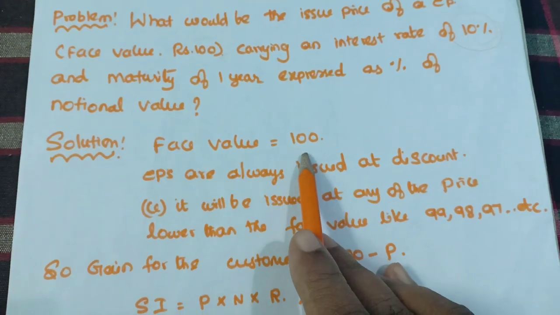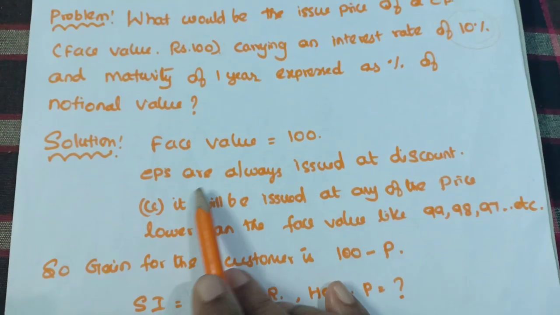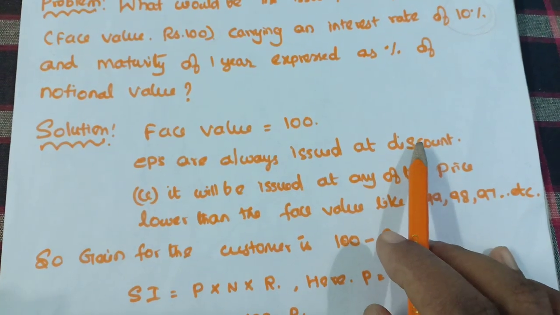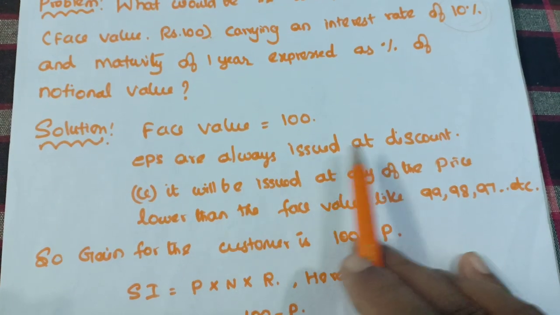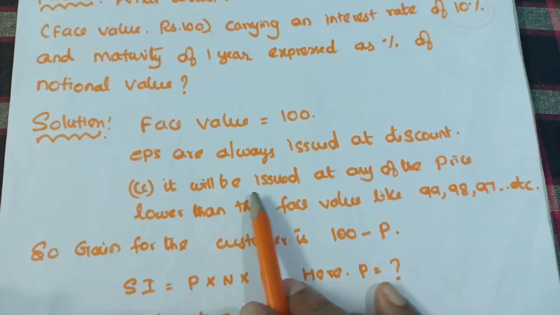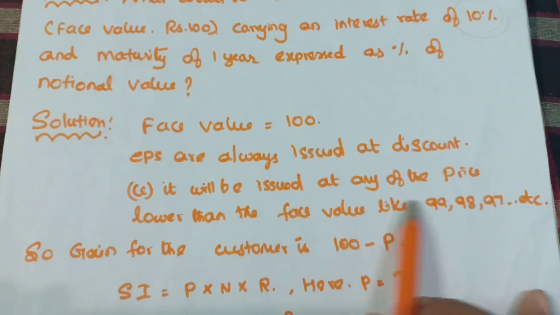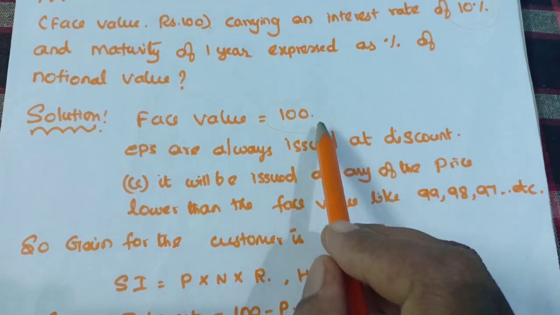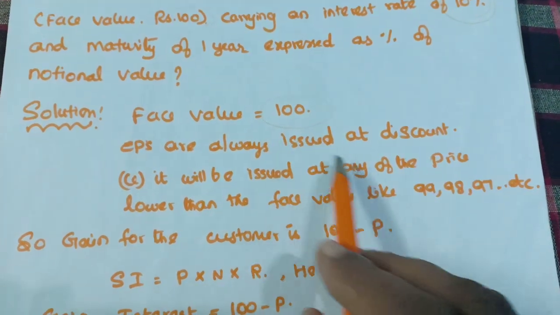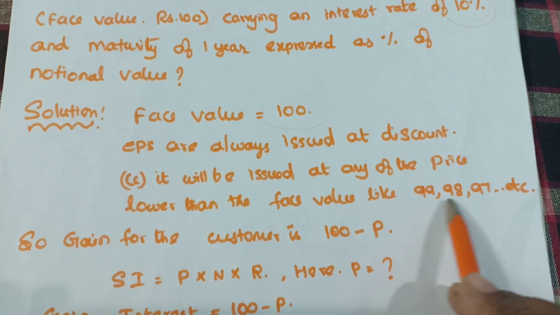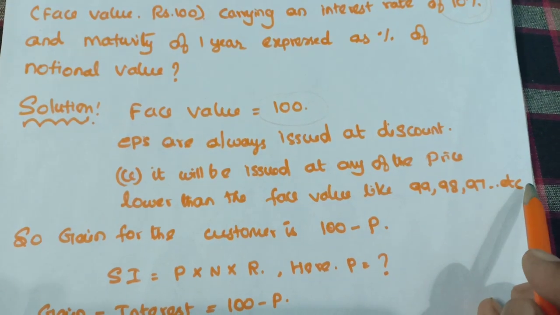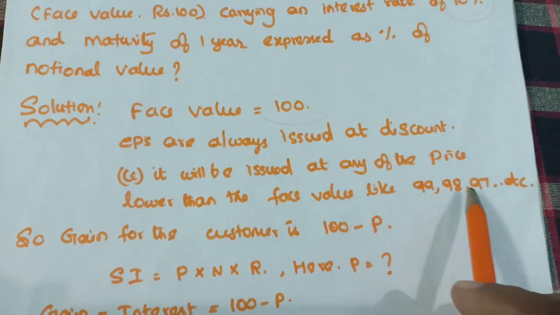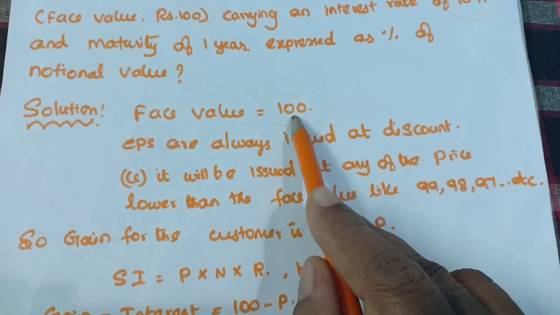Face value is 100. Commercial papers are always issued at a discount. Like treasury bills, commercial papers are both issued at a discount price. That is, it will be issued at a price lower than the face value. Below this 100, the issue price may be anything: 99, 98, 97, 96, 95, 90, 88, even 70, etc. So the issue price is lower than the face value.